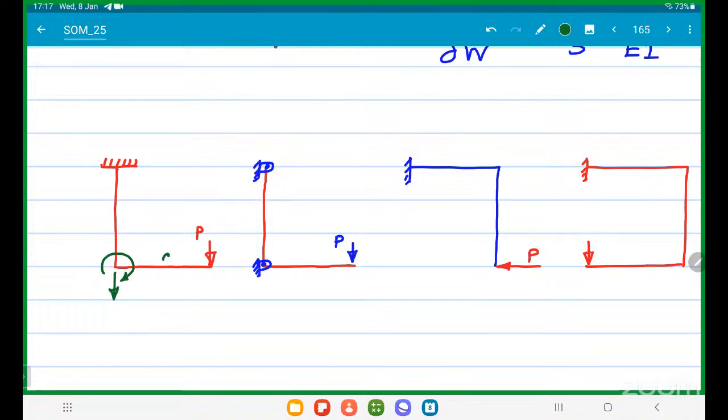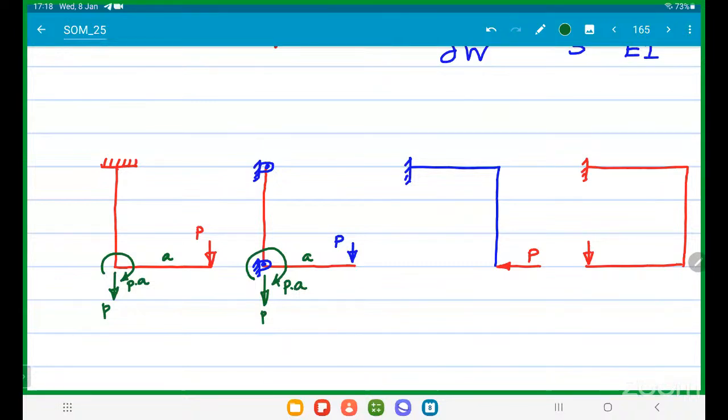Let us say this is A. P into A, this is P. Is it correct? Yes. Similarly, this load, if I shift the load here, P, then P into A. Correct?